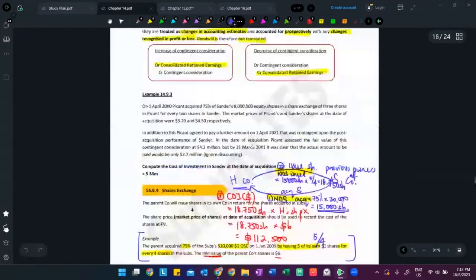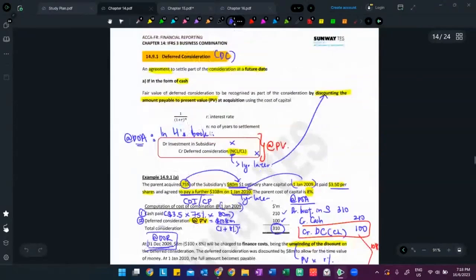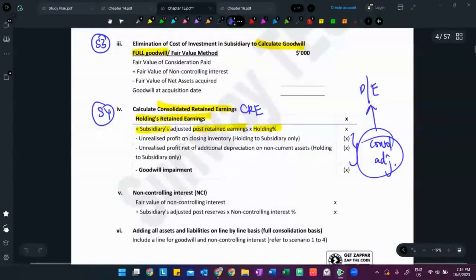Remember just now? Let me go to that page first. Right here, for deferred consideration at DOR, we must do the unwinding of discount. The double entry is debit finance cost / CRE, credit deferred consideration. So when the double entry affects CRE, that's where you adjust it in step 4 if you are preparing the consolidated SOFP. Which means the consolidated RE will reduce by 8 in this case. So you don't need to memorize all these adjustments.